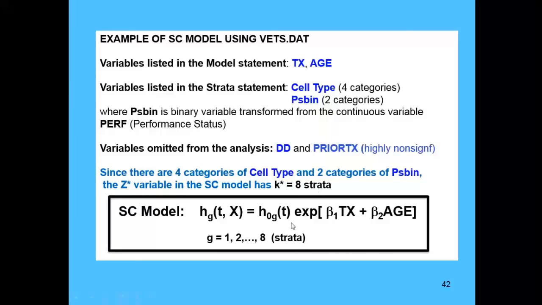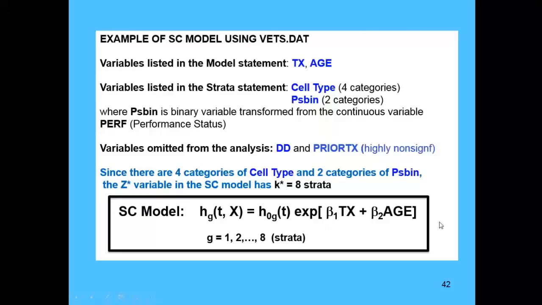But look at this model. First of all, is it a stratified Cox model or a Cox proportional hazard model? We know it's a stratified Cox model. Is it a no interaction model or an interaction model? You know it's no interaction. Why? Because the coefficients beta 1, beta 2 don't have a G there.